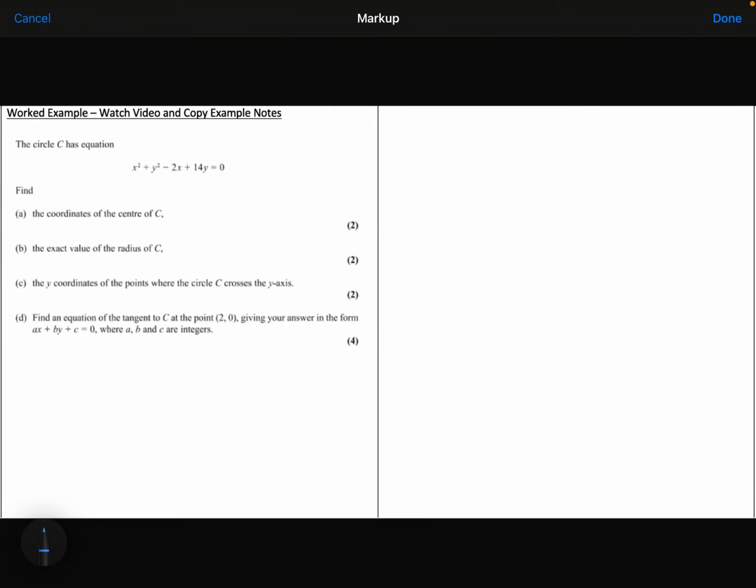The circle C has the equation x squared plus y squared minus 2x plus 14y equals 0. I need to find the coordinates of the centre of the circle and the exact value of the radius.